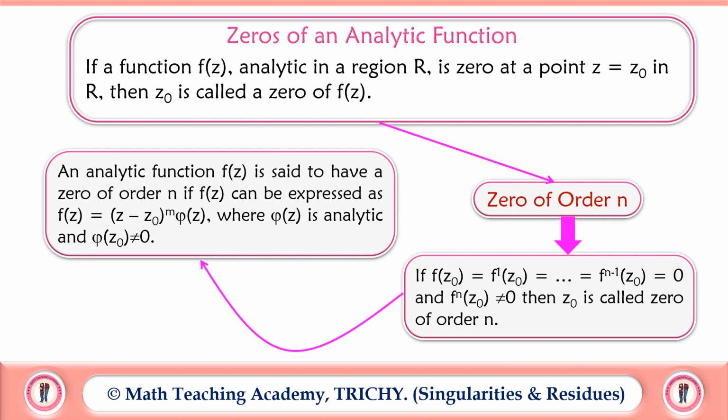Have a look at this point. An analytic function f of z is said to have a 0 of order n if f of z can be expressed as f of z is equal to z minus z0 whole power m into phi of z, where phi of z is analytic and phi of z0 not equal to 0. That is, if the analytic function has a zero of order n, then f of z can be expressed as f of z is equal to z minus z0 whole power m into phi of z, where phi of z must be analytic and phi of z0 must be not equal to 0.